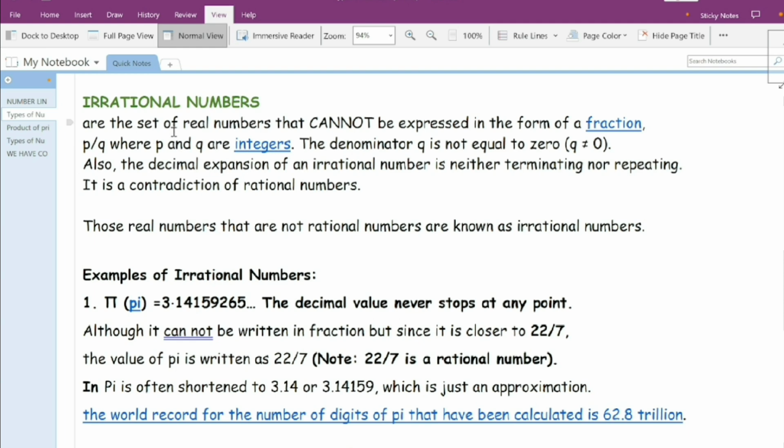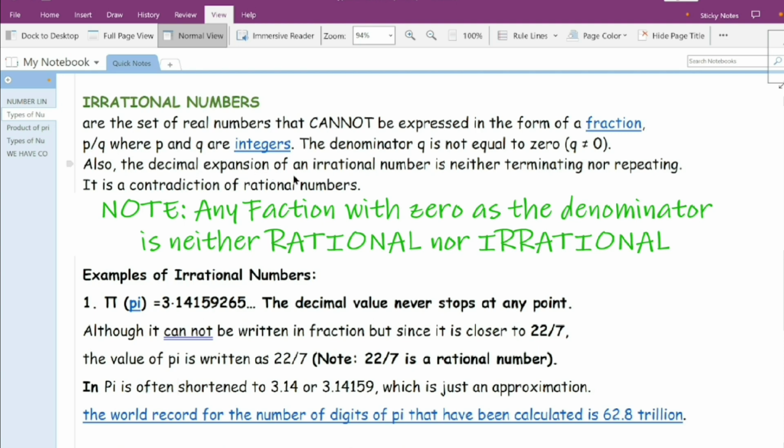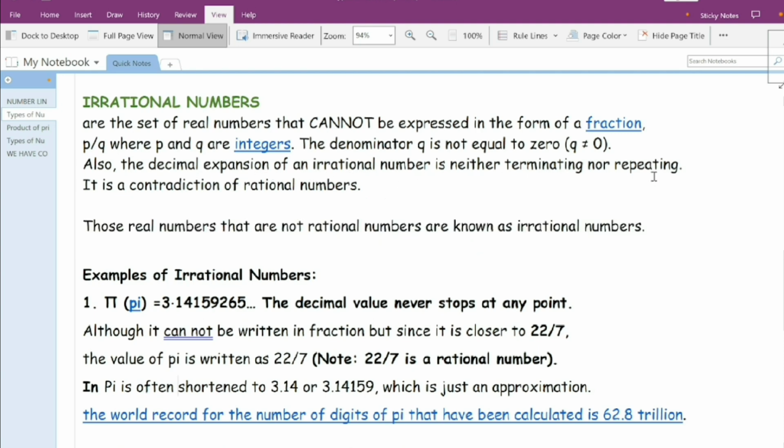Irrational numbers are sets of real numbers that cannot be expressed in the form of a fraction. Also, the decimal expansion of an irrational number is neither terminating nor repeating. It is contradicting to the rational numbers. Now it means we don't have it as terminating like we just did while explaining rational numbers, or repeating where you have it as 1212. Here we have them as not ending, never ending.